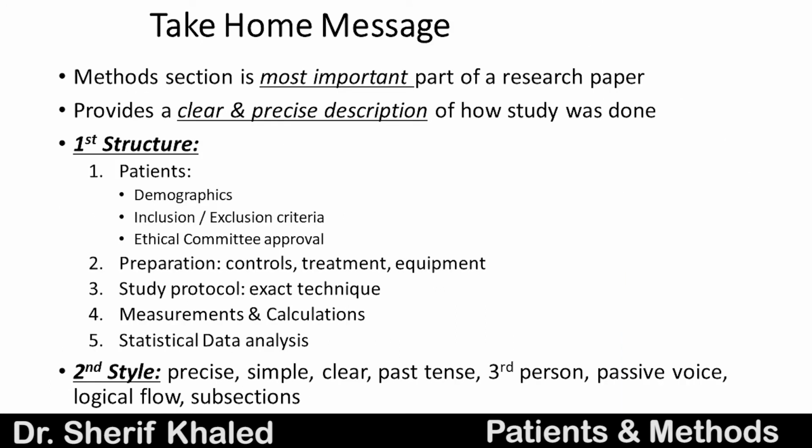So the take-home message for the methodology section is that it's the most important part of a research paper. It provides a clear and precise description of how your study was done. It consists of 2 parts, patients and methods. First, the structure. The structure consists of patients, where we mention the demographics of the patients, age, gender, racial composition, inclusion, exclusion criteria, and this section has to have the ethical committee approval.